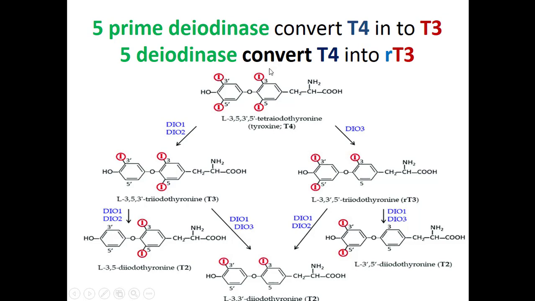At this stage, you must know how T4 is converted into T3, which is an active form, and how it is converted into reverse T3, which is an inactive form, by the action of the enzymes. T3 is formed by the 5 prime deiodinase, while reverse T3 is formed simply by the 5 deiodinase, which converts T4 into reverse T3.